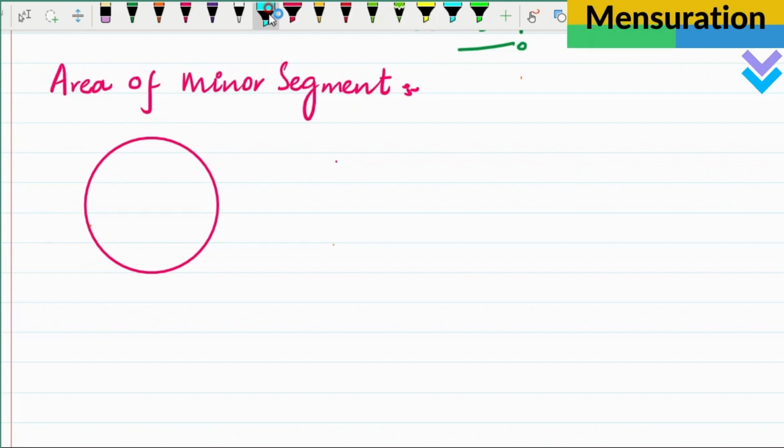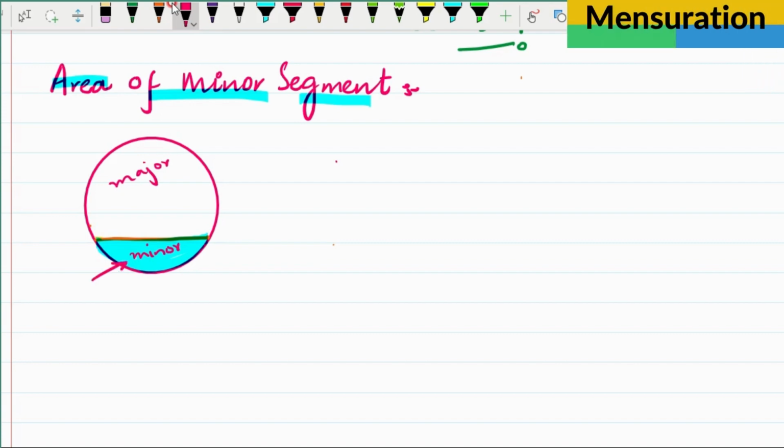Okay, so what if I want to calculate the area of a minor segment? Let's identify the segment here. Which segment do we need to calculate? Let me draw a line of chord here, and this shaded or colored portion is basically a minor segment. Yes, this one is a minor segment, and this portion is showing you what? A major segment, right?